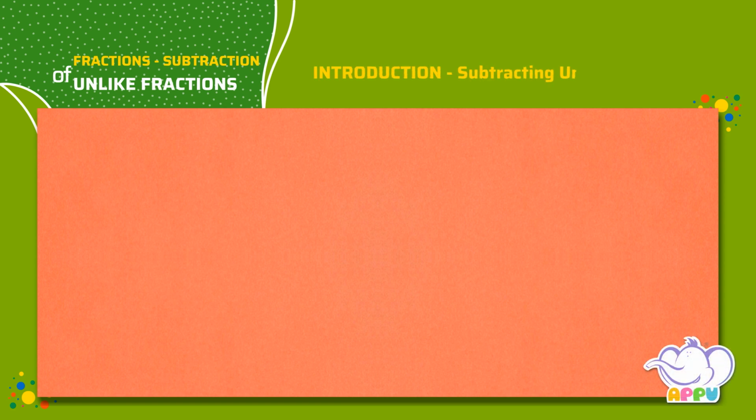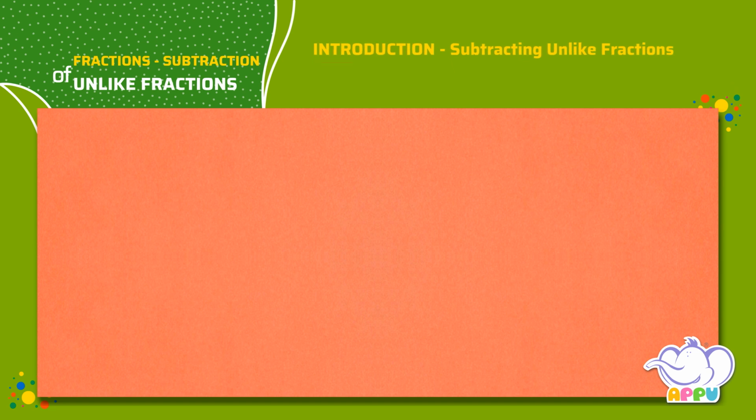Introduction. Subtracting unlike fractions. 1 by 2 minus 1 by 3. We see that the denominators are not the same for both the fractions, and 2 and 3 are not multiples of each other. Let's make the denominators the same.